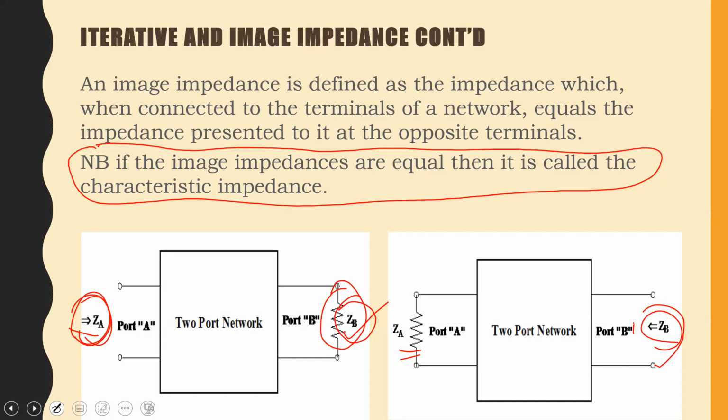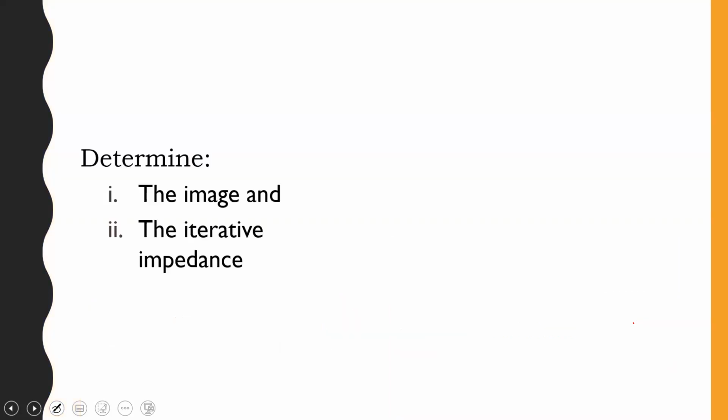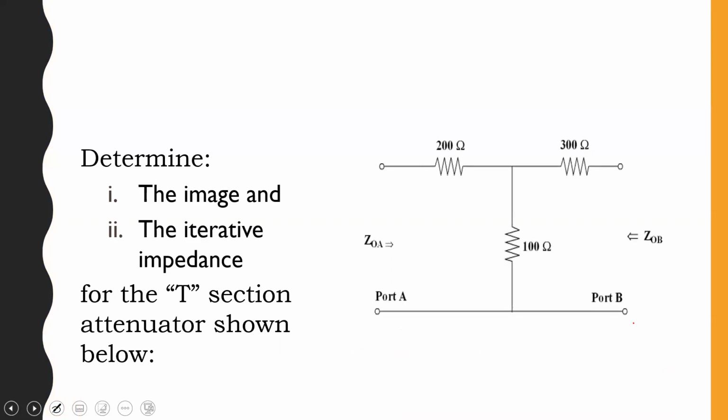Okay, so take this question. We want to determine the image and iterative impedance for the network shown. Now, the same formula that I asked you last week to go and look at for the pi network, we did it for the T network. I asked you to go and prove it for the pi. The same formula that we used in calculating the characteristic impedance is what we're going to use in calculating the image impedance.